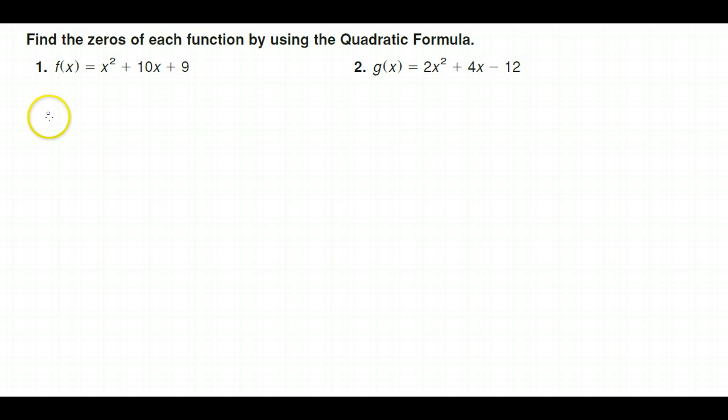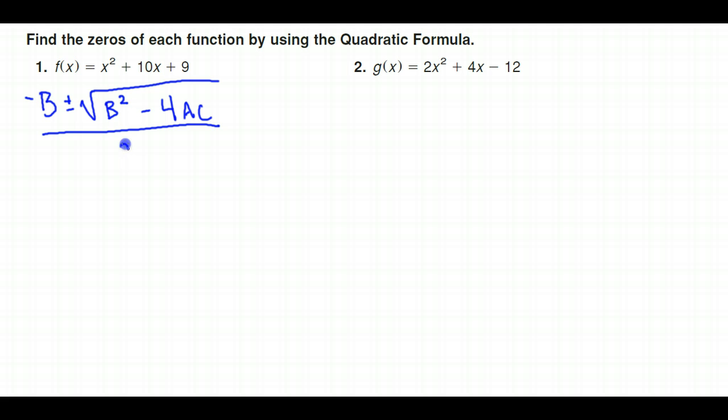So here we're using the quadratic formula, which you know by now is the opposite of b plus or minus the square root of b squared minus 4ac all over 2a. And in this problem, a is 1, b is 10, and your c is 9.